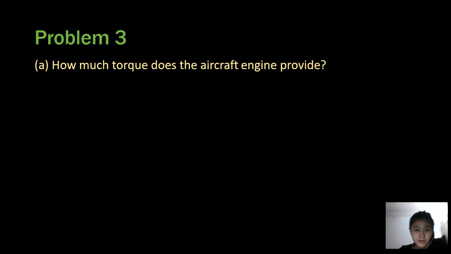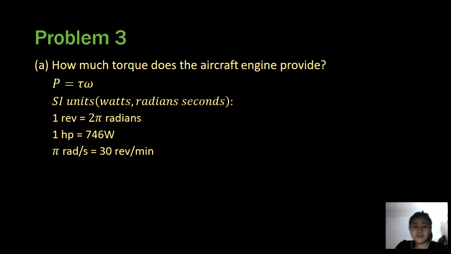For the first question, how much torque does the aircraft engine provide? Since we're given power and the angular velocity, we would use power equals torque times angular velocity. Remember again that we need to convert horsepower into watts, and the angular velocity from revolutions per minute to radians per second. We use these conversion ratios: 1 horsepower equals 746 watts, pi radians per second equals 30 revolutions per minute, and 1 revolution equals 2 pi radians. We will use this last one later for the second question.